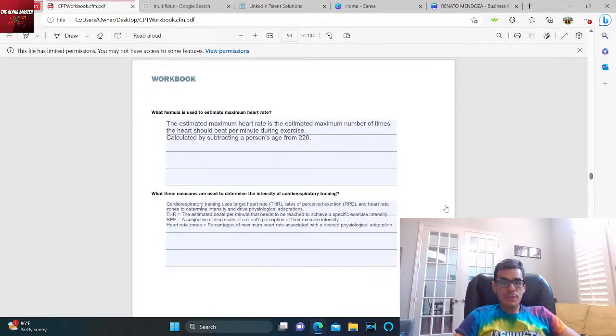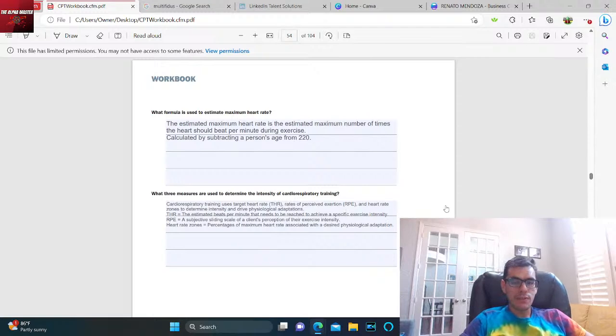The three measurements used to determine intensity are heart rate, perceived exertion, and heart rate zones.